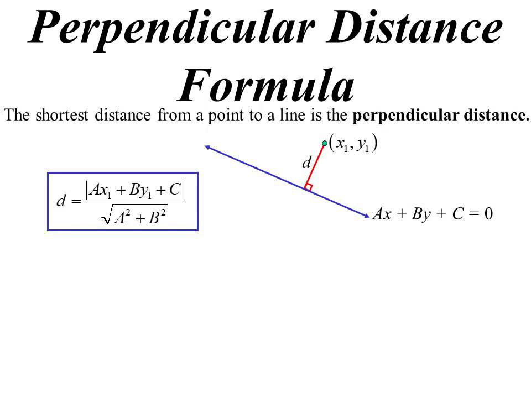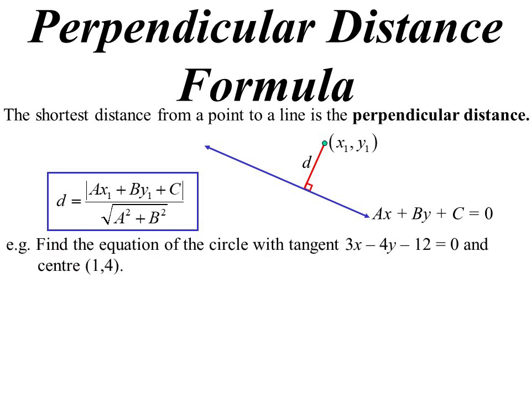The bottom of the fraction is essentially Pythagoras' theorem. So the square root of a squared plus b squared, using the coefficients of x and y. Because it's essentially derived from that. You can create a right angled triangle here and it works it all out. So alright, let's do an example.